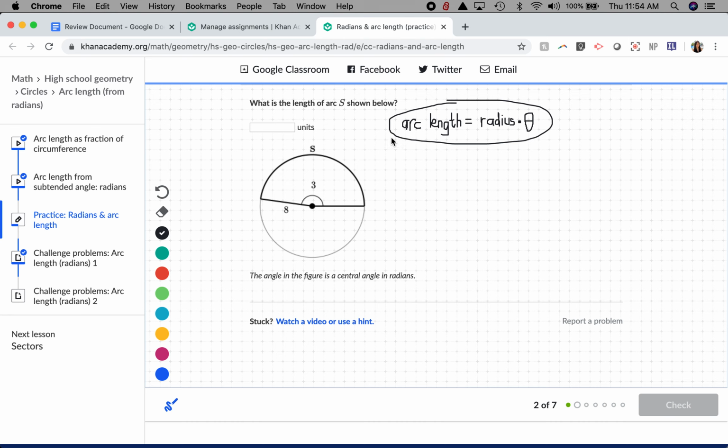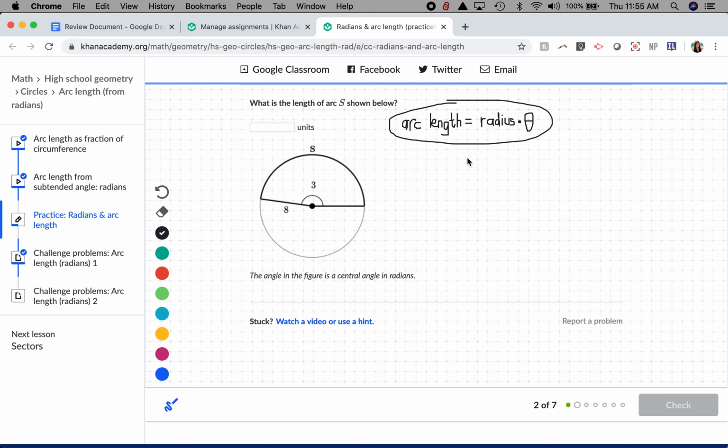Now over here on the right side, I've written down the formula of how you can get the arc length. Arc length is simply equal to the radius times theta, and theta is the angle measure. So all we have to do is plug in the given information to our formula.